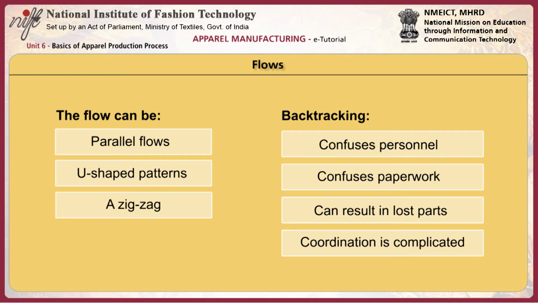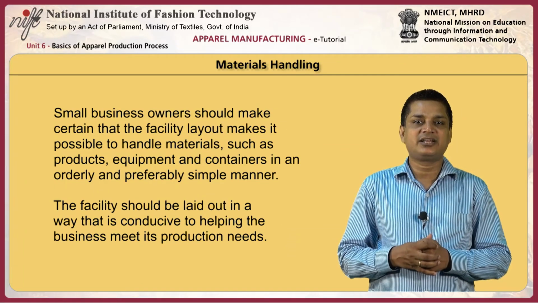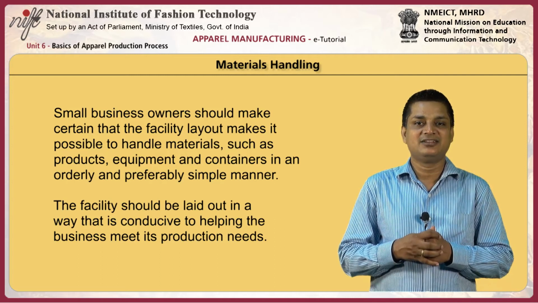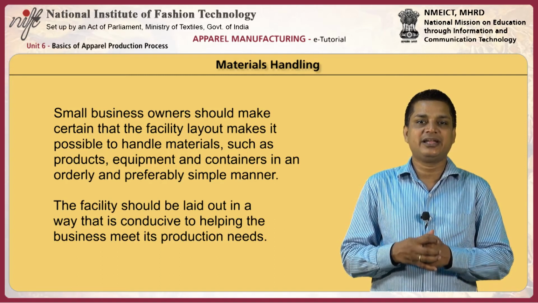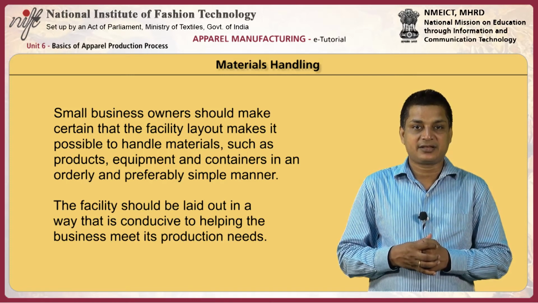However, backtracking is to be avoided in whatever pattern is chosen. When parts and materials move against and across the overall flow, personnel and paperwork become confused. Parts are lost and attainment of coordination becomes complicated. Small business owners should make certain that the facility layout makes it possible to handle materials such as products, equipment and containers in an orderly, preferably simple manner.